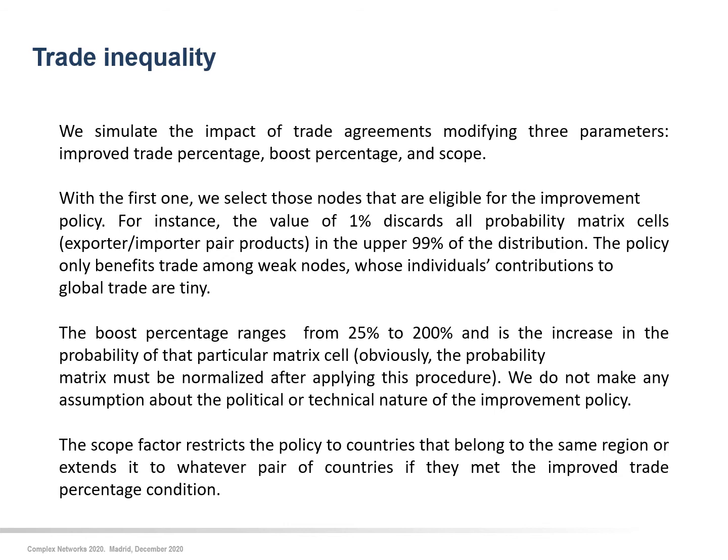With the first one, we select those nodes that are eligible for the improvement policy. For instance, the value of 1% discards all probability matrix cells in the upper 99% of the distribution. The policy only benefits trade among weak nodes, whose individual contributions to global trade are tiny. The boost percentage ranges from 25% to 200%, and is the increase in the probability of that particular matrix cell. Obviously, the probability matrix must be normalized after applying this procedure.